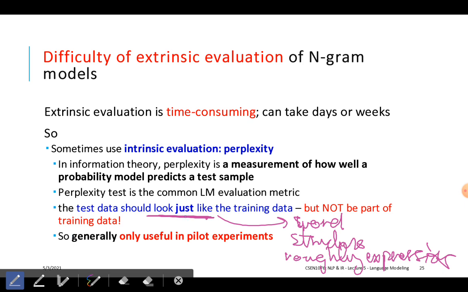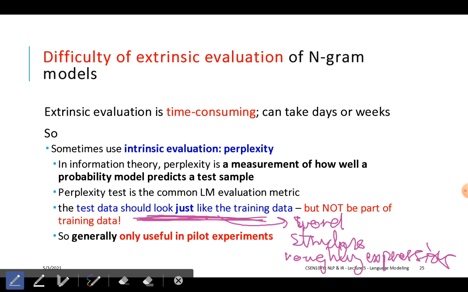But it should not be identical to the training data set, and it has to be unseen before for the language model to work. So it should not be part of the training set. It means that the language model has not seen this collection of sentences before, but the structure should be similar to what we have in the training set.